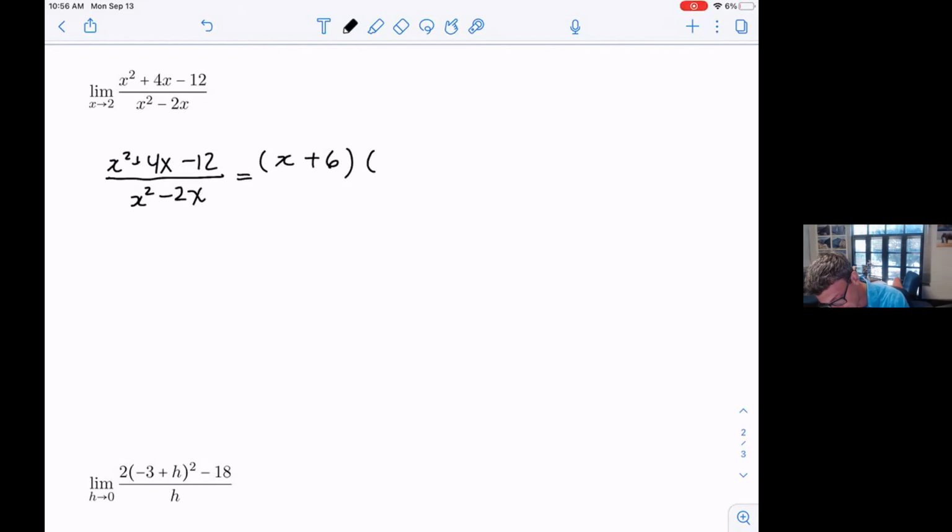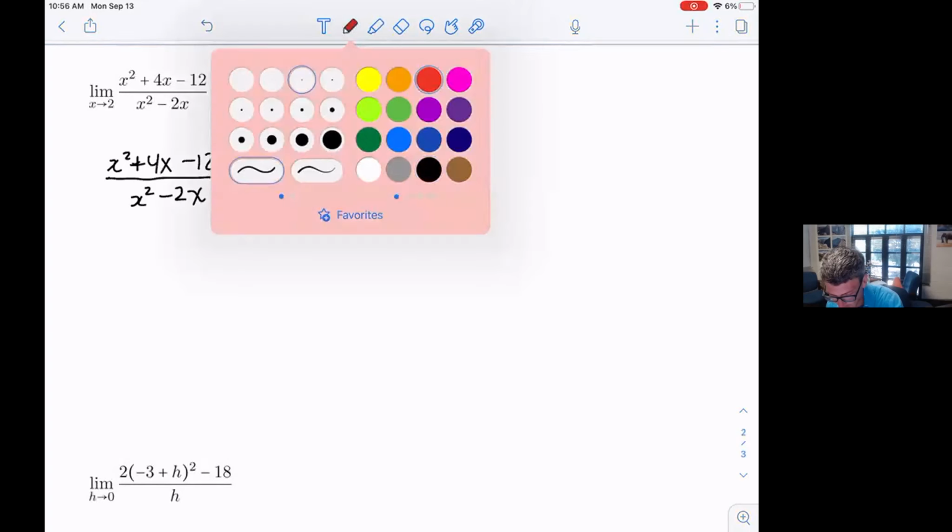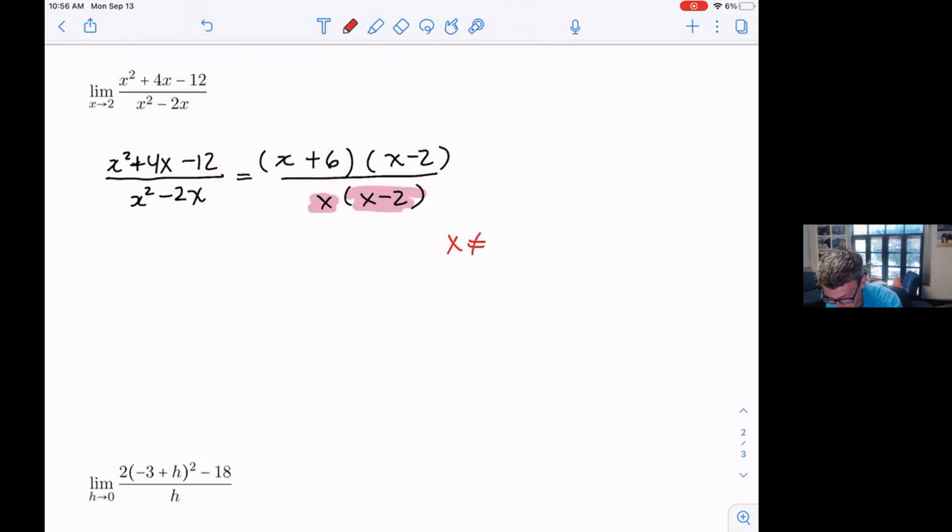Oops, I miscopied it. It's plus 4x minus 12. And so when I factor it, I get x plus 6 and x minus 2. And then I factor the bottom this way. And straight away, I notice that my denominator is going to give me 0 whenever x is equal to 2 or -2. And so I'm going to write down very carefully that x cannot equal -2 and x cannot equal 2.